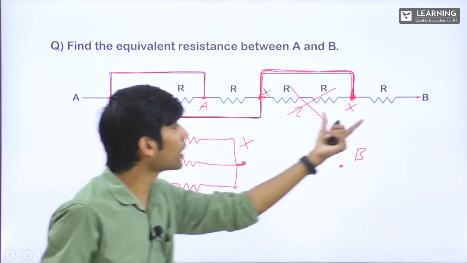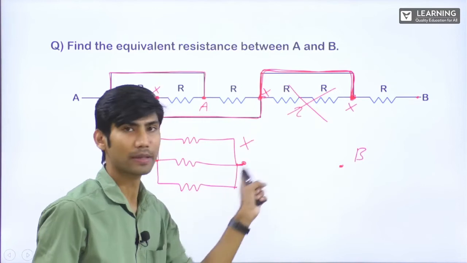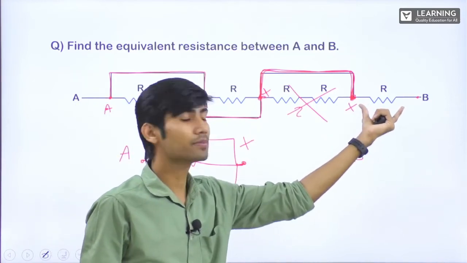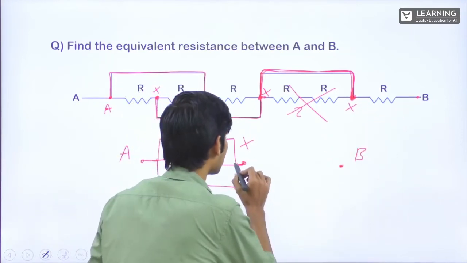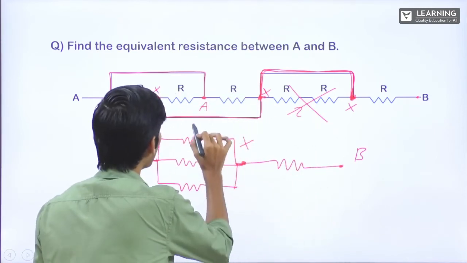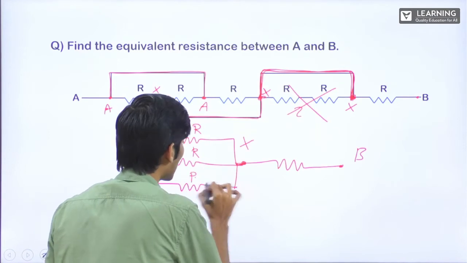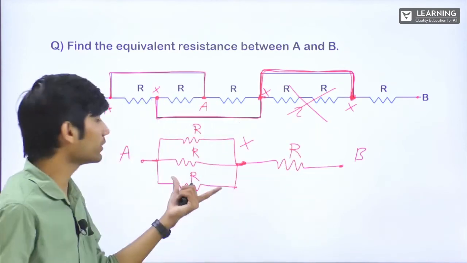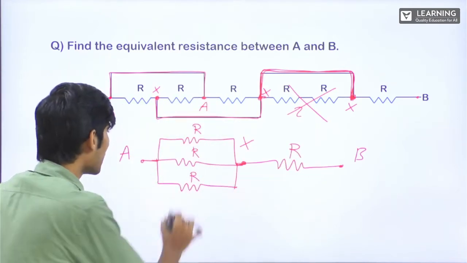Clear? So from now, these 2 points are X and B. This resistance is between X and B. This is R, this is R, this is R, and this is R. Now can you solve it? Easy. This is R by 3.